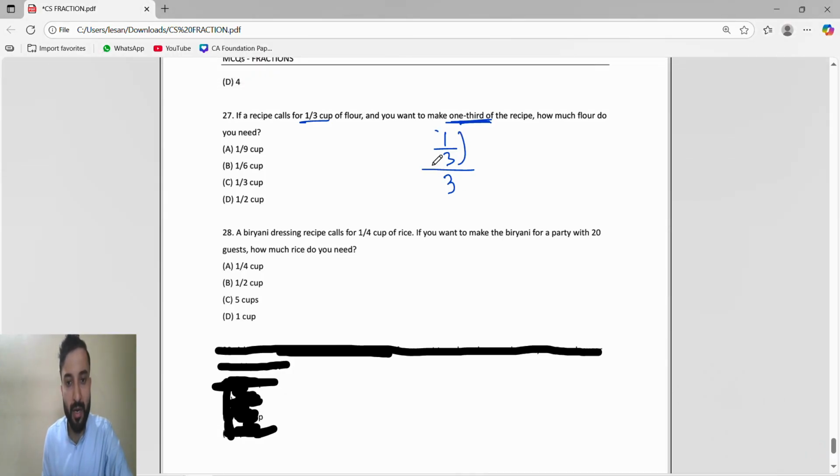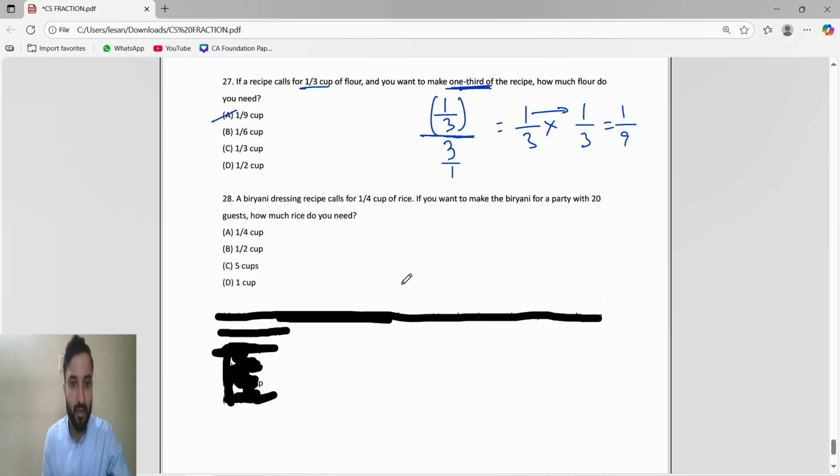So what will happen? The numerator is in fraction, so we will write the numerator as it is. Then it is a divide sign. Divide sign means it will get converted into multiply sign, and the denominator will become reciprocal. So 3 means 3 by 1, and the reciprocal means 1 by 3. Multiply means numerator will multiply with numerator, denominator with denominator. So it is 1 by 9.